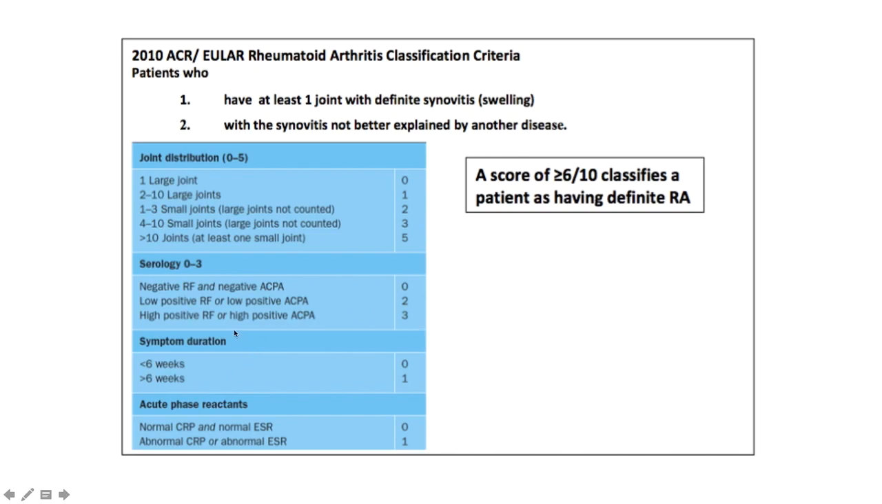How long have you had the symptoms for, my friend? If it's less than 6 weeks, it gives you 0. If it's more than 6 weeks, you get 1. Then, of course, we speak to acute phase reactants, looking at the CRP, which is C-reactive protein, and the erythrocyte sedimentation rate. If both are normal, you get 0. Abnormalities in either one gives you 1. Definitively rheumatoid arthritis if your cumulative score is 6 or more.